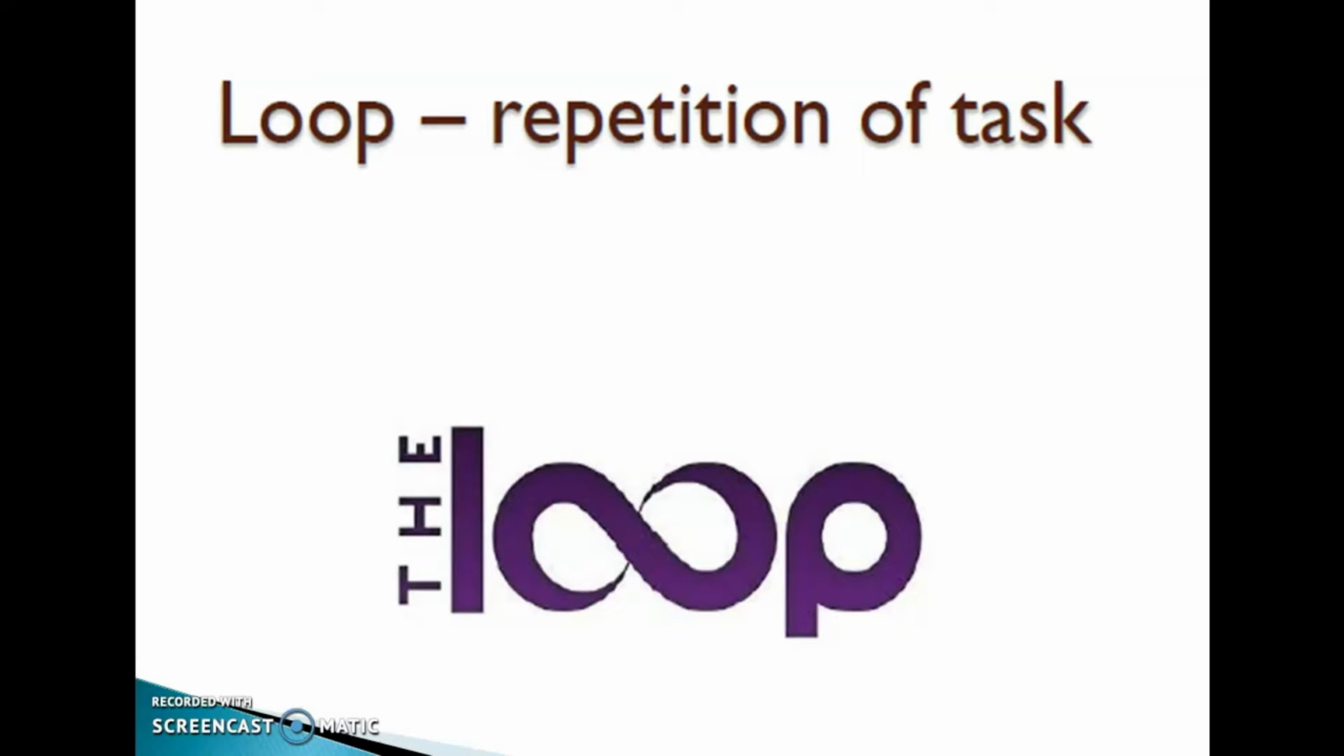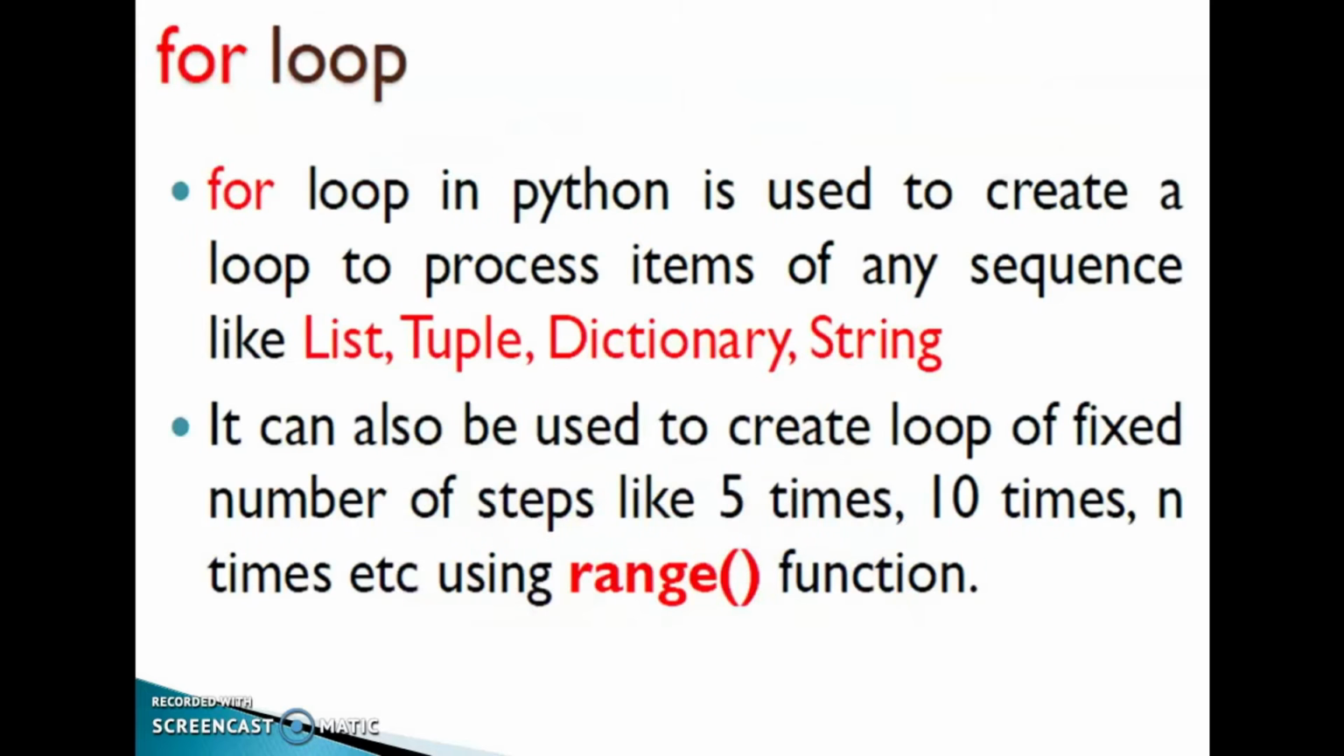Loop, repetition of task. First one, for loop, that's a counting loop. For loop in Python is used to create a loop to process items of any sequence like list, tuple, dictionary, string.